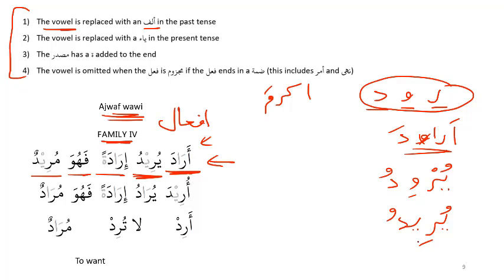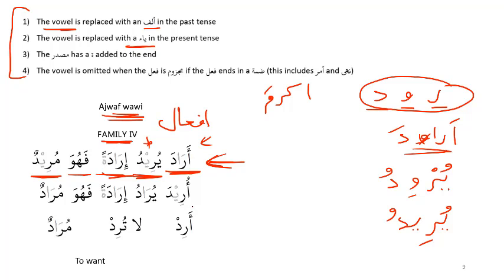So these smoothening things we are not even mentioning in the rules, because then that becomes too many small rules to remember. But as long as you remember this rule, that with ajwaf, whether it's wawi or yai, the middle letter becomes a ya. And then your classic example here becomes arada yuridu iradatan. Iradatan means to intend to do something. For huwa, murid is the person who intends to do something. So this is your ajwaf wawi with fail mazi.